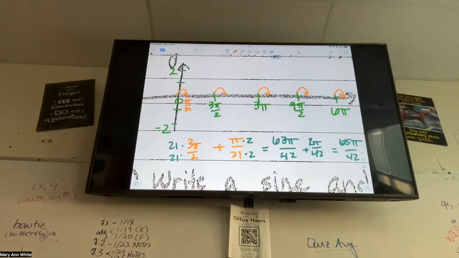So when I move my 3 pi over 2 to the right, pi over 21, that takes us to 65 pi over 42. Ugly, but that's the right fraction. We're going to do that with 3 pi, with 9 pi over 2, and with 6 pi. You guys all okay on what I'm doing? Okay, let's keep going. So now we'll do 3 pi.